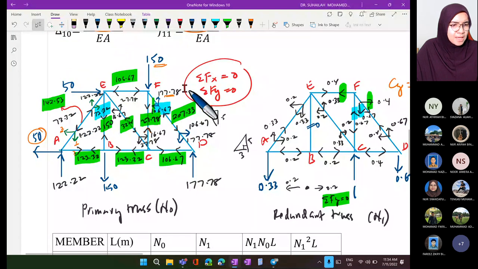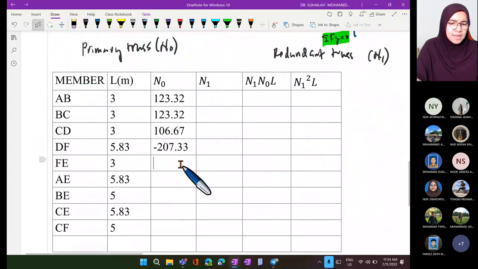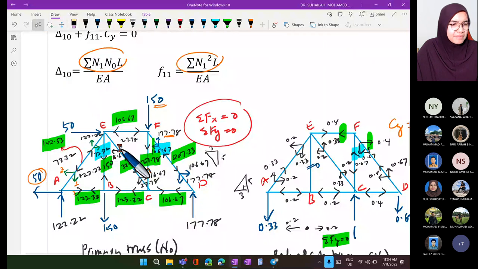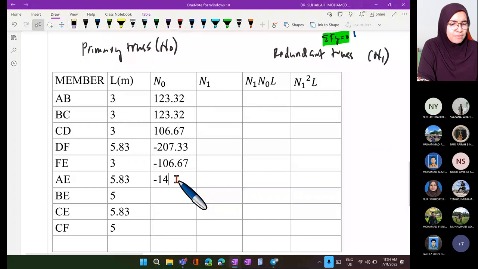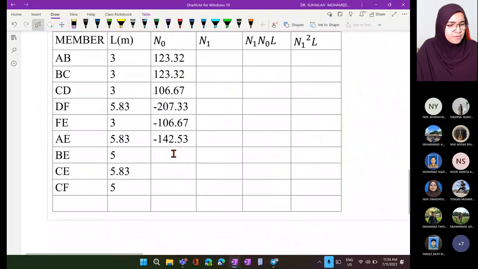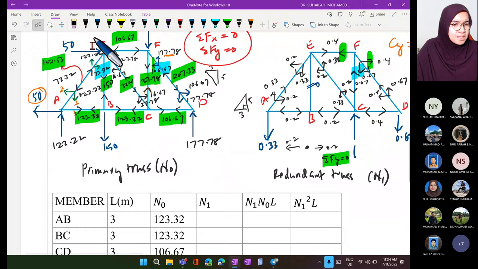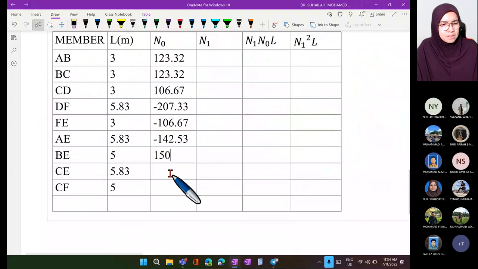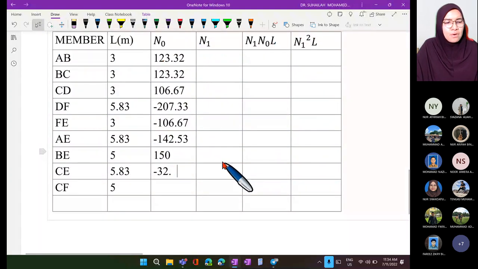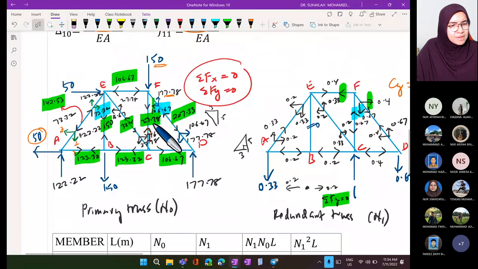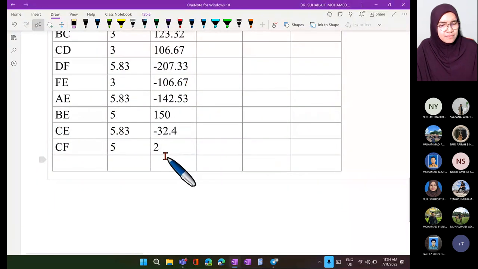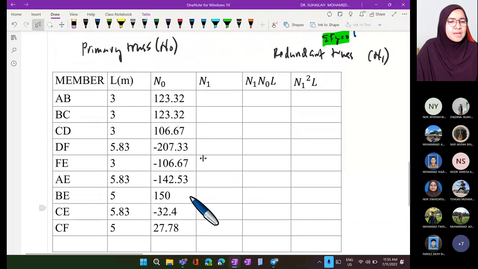And then FE 106.67, negative also. AE also negative 142.53. Okay, BE is positive 150. CE is negative 32.4. CF is positive 2778. Okay, so that is for member forces in primary truss.